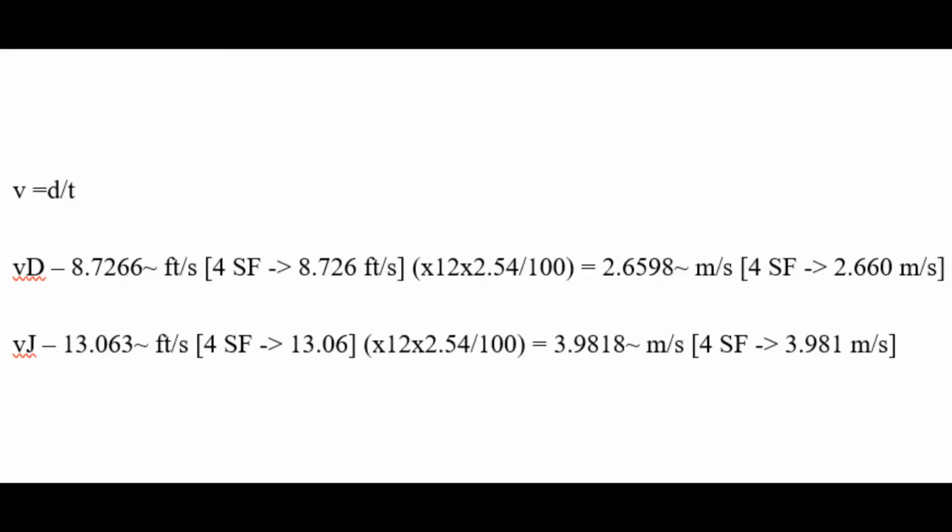We then took that distance total and divided it by the average time it took each of us to complete our circle, because velocity equals distance divided by time. We found that I ran approximately 8 feet per second and Joaquin ran approximately 13 feet per second. Thus, I had a velocity of approximately 2.660 meters per second and Joaquin had a velocity of 3.981 meters per second. So even though I finished first for all 3 of our trials, Joaquin was actually the one who was running faster.